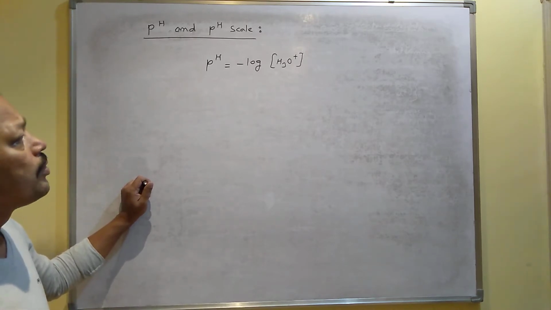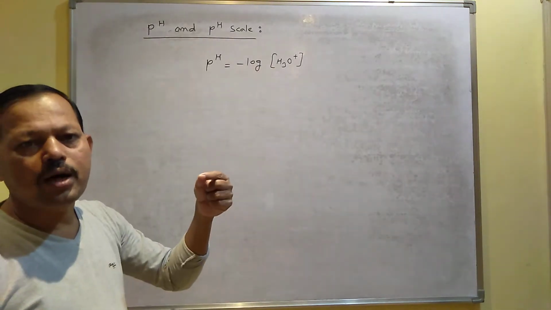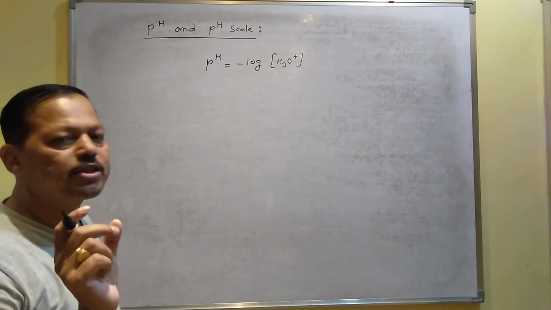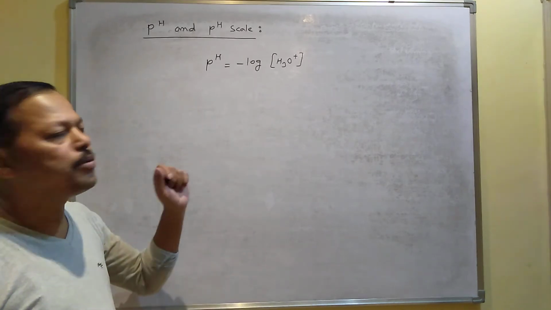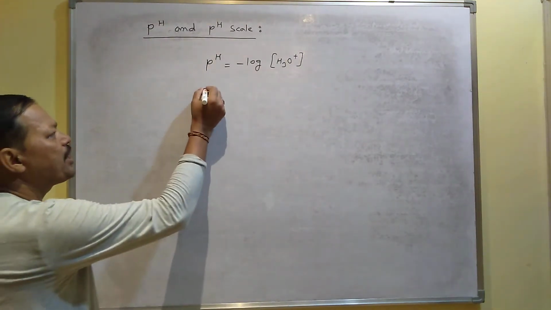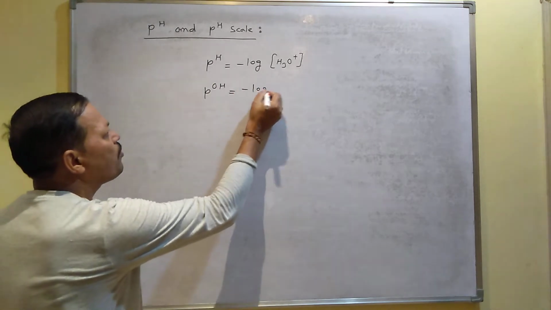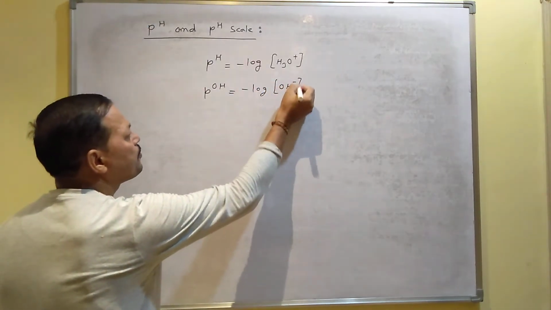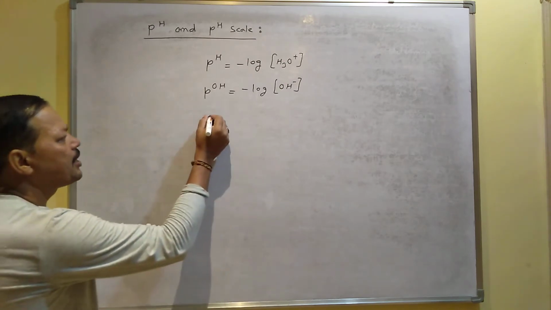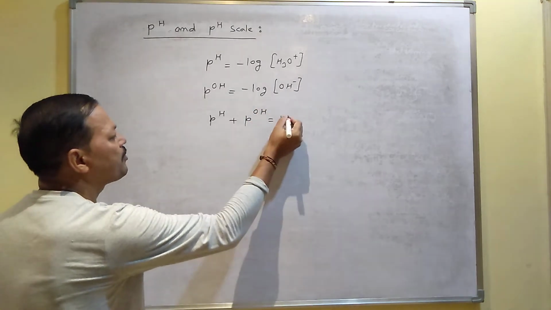As you know, acid always produces hydronium ion and base produces hydroxide ion, OH minus ion. If you want to determine pH for a base, how do you determine it? Because base does not produce hydronium ion. So for base, you can determine pOH. pOH is equal to minus log of concentration of hydroxide ion. And there is a relation between pH and pOH. The relation is pH plus pOH is equal to 14.